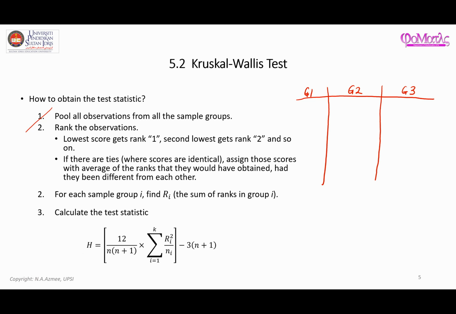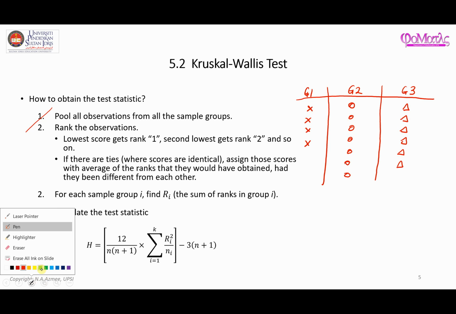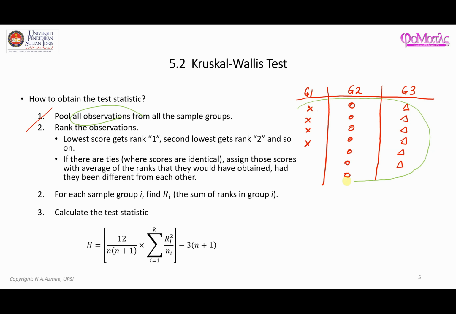Well, we can say that this is all data from group 1. Maybe this is data from group 2. This could be data from group 3, whatever it is. So the first step is to pool all observations from all the sample groups, which means you are going to consider all of them together, and the lowest score gets rank 1. It doesn't matter where it is. So let's say this is the lowest score, so it will be assigned rank 1. The second lowest gets rank 2. The second lowest could be over here, so it doesn't matter. So this is rank 2.